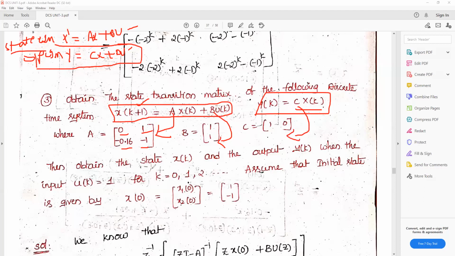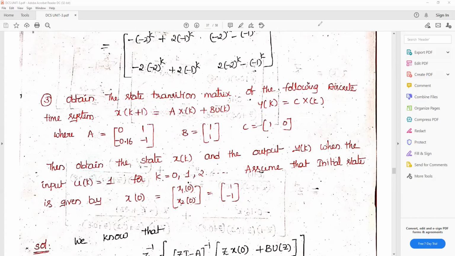Then obtain the state x of k and the output y of k when the input u of k equals 1, for k = 0, 1, 2 and so on. Assume that the initial state is given: x1 of 0 is 1 and x2 of 0 is minus 1. So first, what is the formula of the state transition matrix?